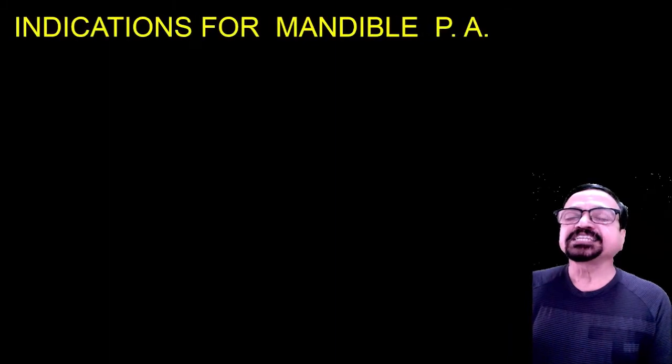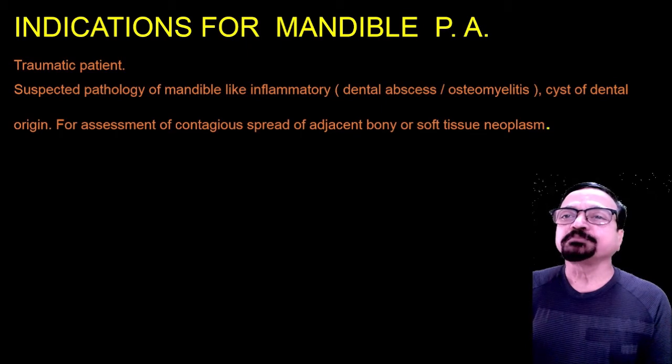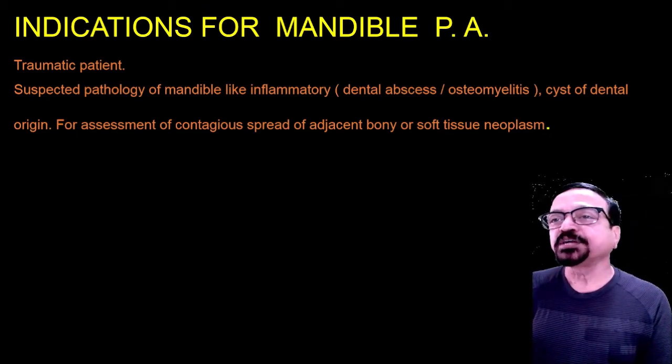Now what are the indications for mandible PA? That is the traumatic patient, suspected pathology of the mandible like inflammatory dental abscesses, molar regions, then impacted third molar, cyst of dental origin, then assessment of the contiguous spread to adjacent bony or soft tissue neoplasms.